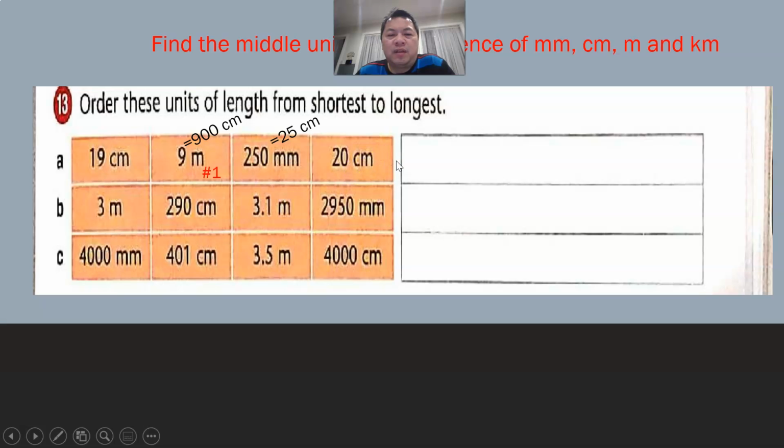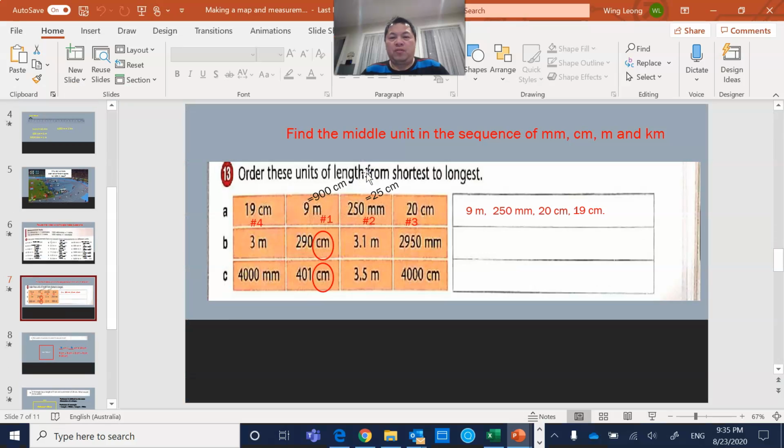So number 1 is 9 meters. This is the shortest, this is the longest, second longest, third longest, and fourth longest. So in fact the order is wrong here, so it should be the other way around. It should be this way, and this way. It looks something like this. That's right, eventually. That's the end result for this.